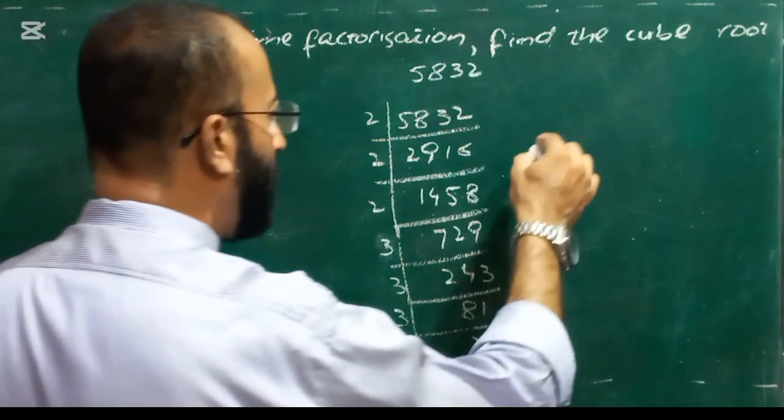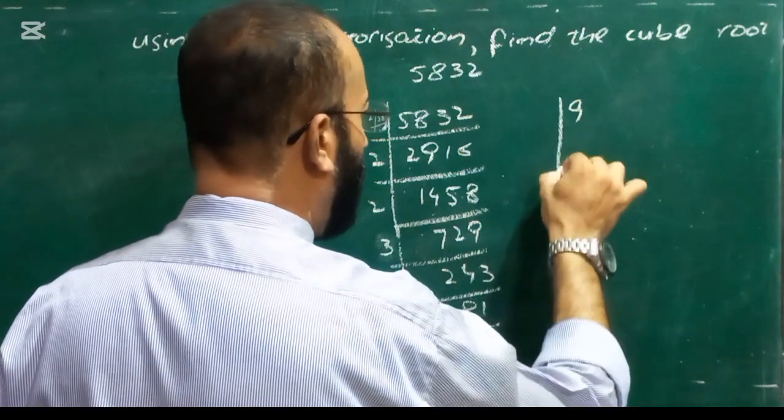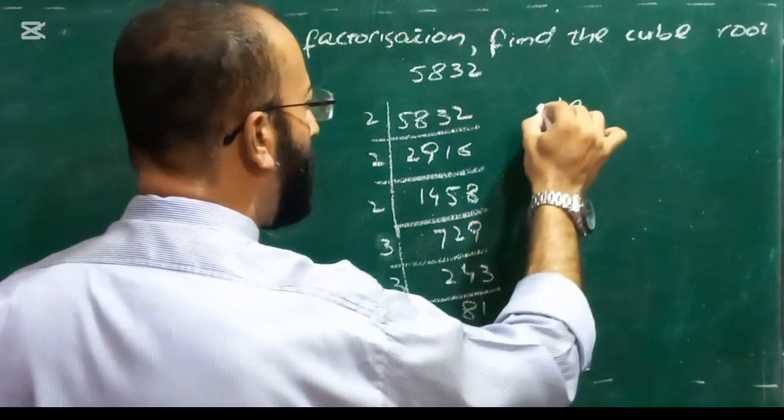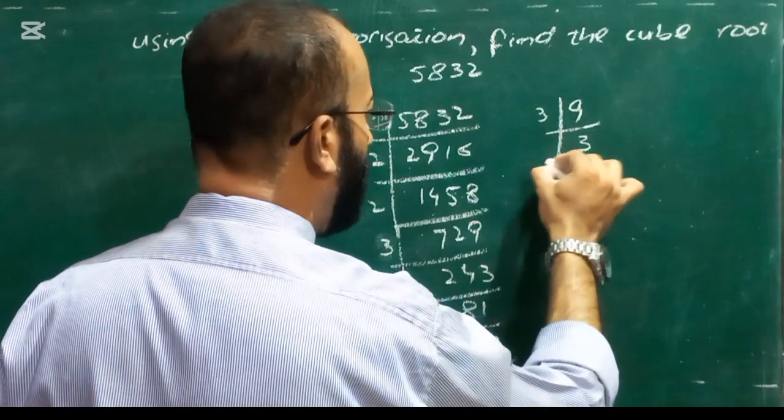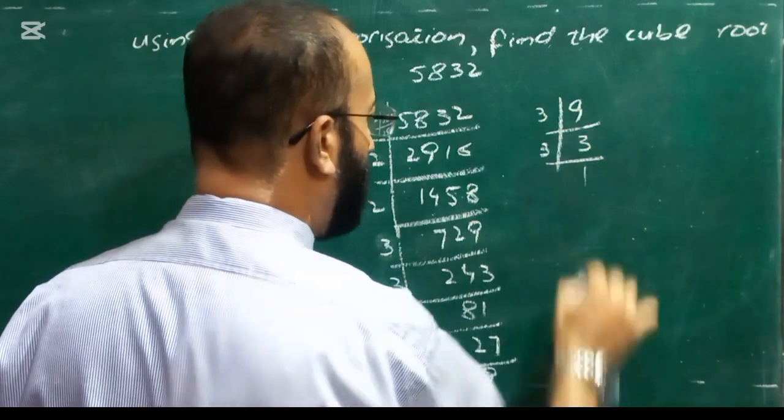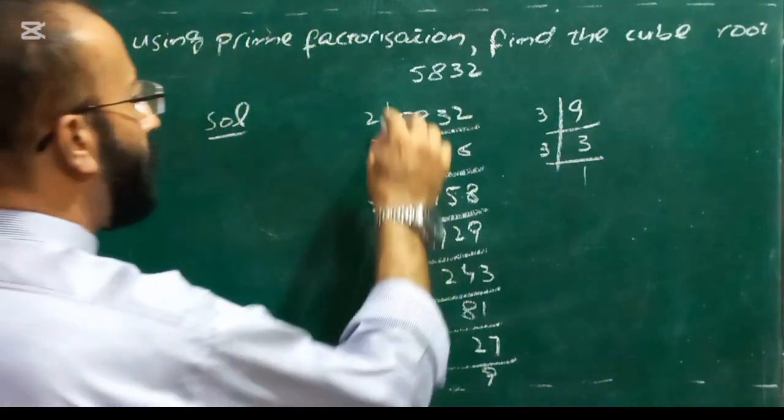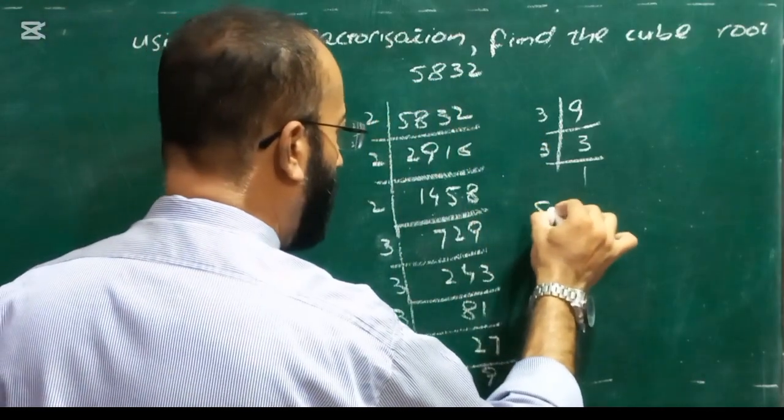Space is finished, so I'm coming here. So 9. Again in 3's table, so 3 3's are 9. And again in 3's table, so 3 1's are 3. So this is the number 5832.